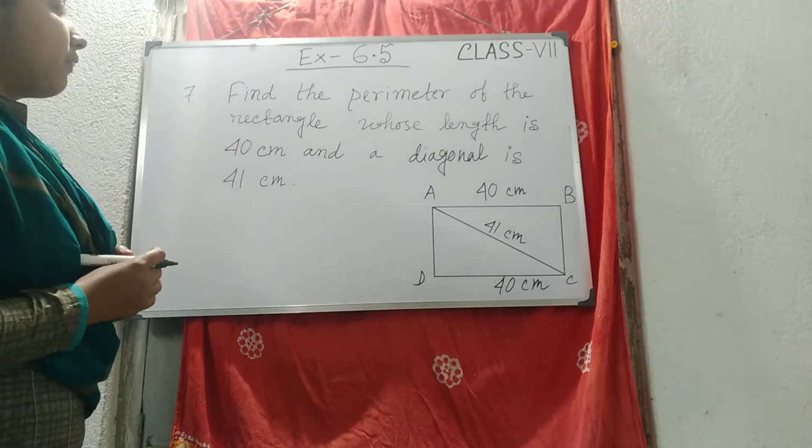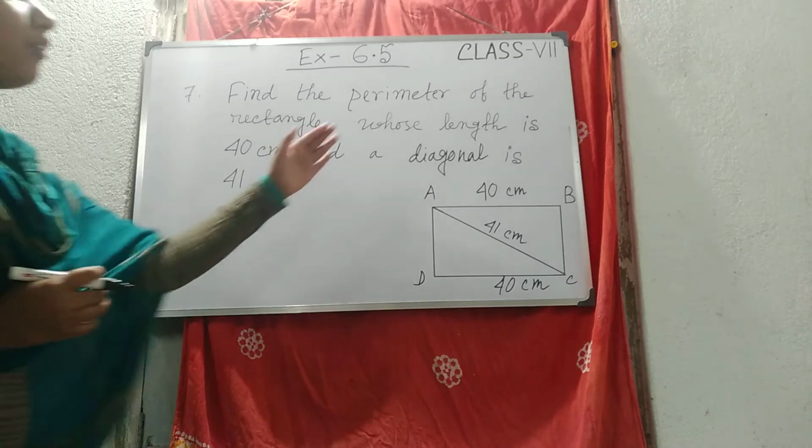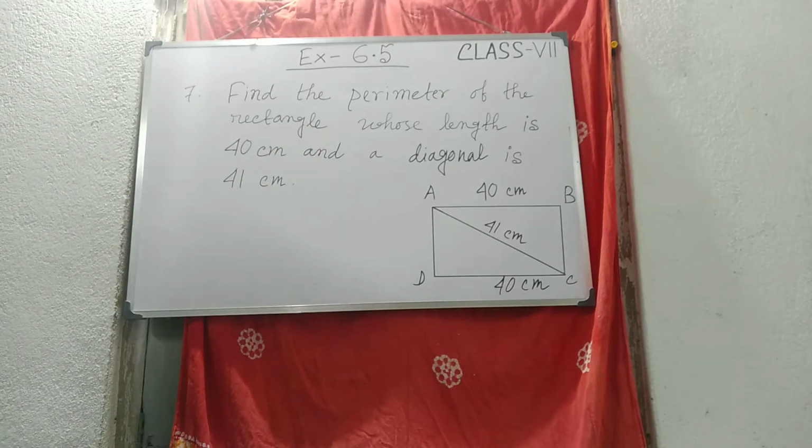So for finding perimeter of any rectangle, we need to know its length as well as its breadth. But here length is given but breadth is not given. We need to find its breadth so that we can find its perimeter. So how to get its breadth? For a rectangle, we know its opposite sides are equal. Do you know anything more for any rectangle?